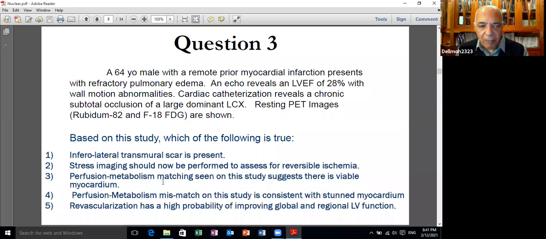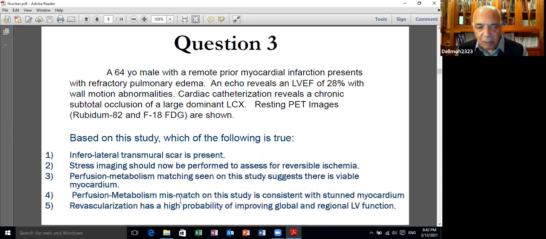Perfusion metabolism matching is seen on this study, suggests a viable myocardium. The matching does not suggest a viable myocardium. So the question by itself is paradoxical.